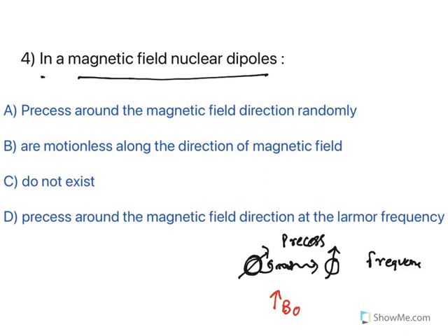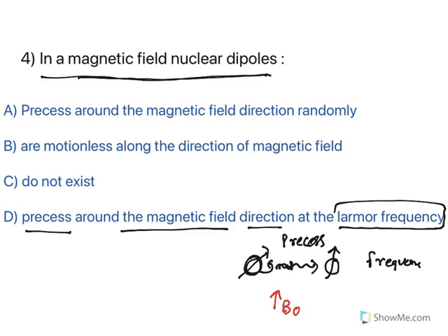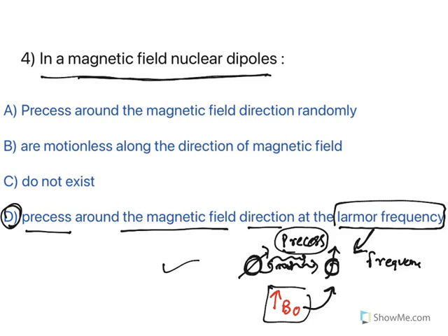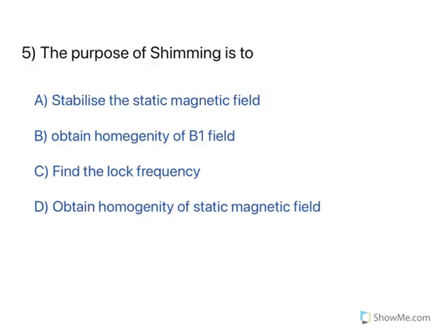precess. So what happens in a magnetic field, nuclear dipoles precess around the magnetic field direction at the Larmor frequency. So whatever the frequency this nucleus gets because of the influence of the external magnetic field is known as the Larmor frequency. So this change in direction is known as precessing. So the right answer is this one. When you apply an external magnetic field, the direction of this nucleus changes. It revolves with a frequency known as the Larmor frequency. This is a fundamental concept. So option D is correct here. Moving to the next one.